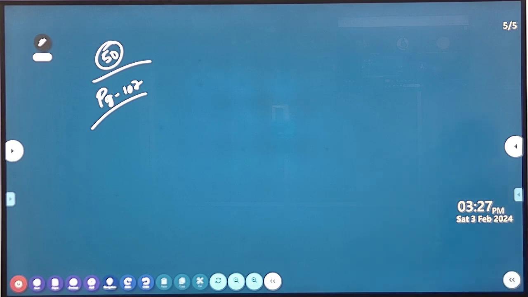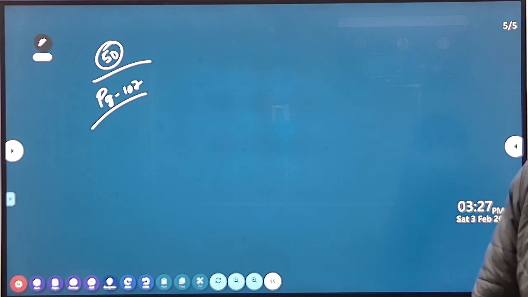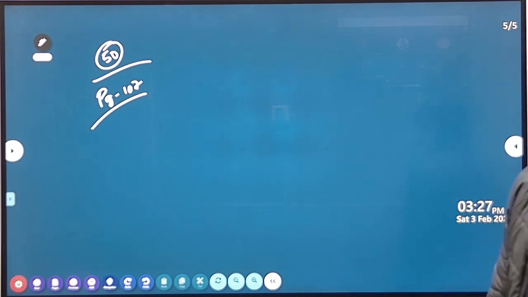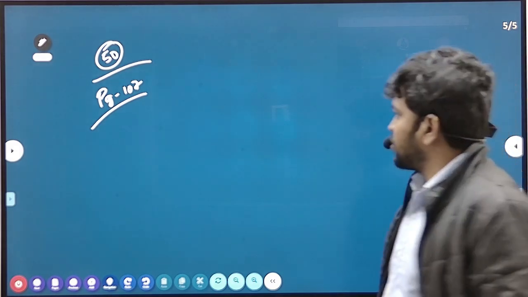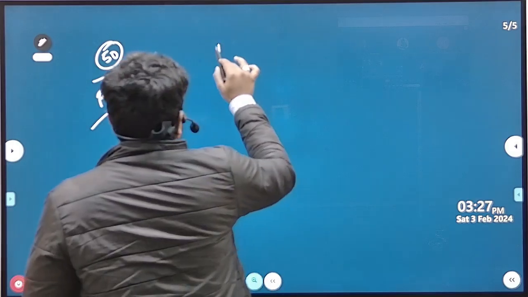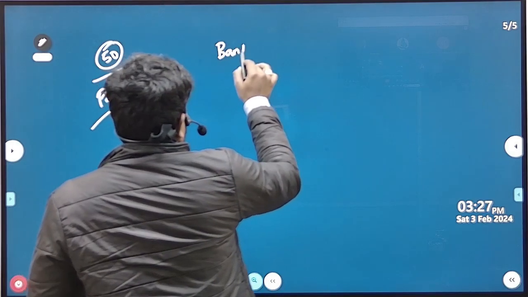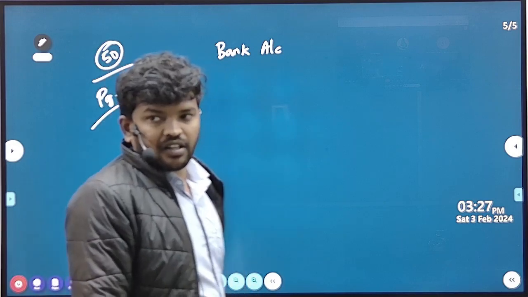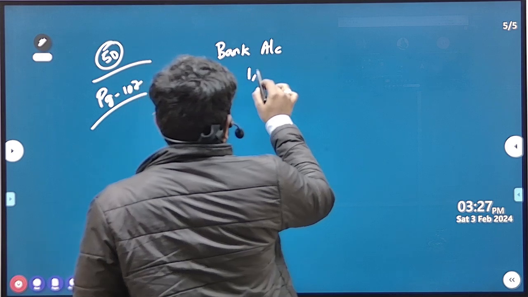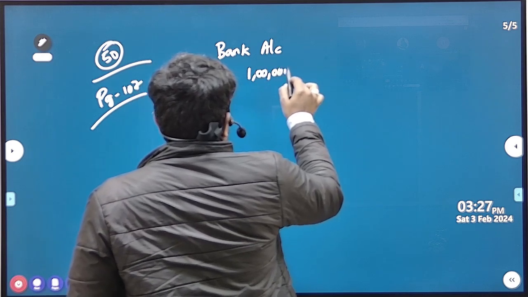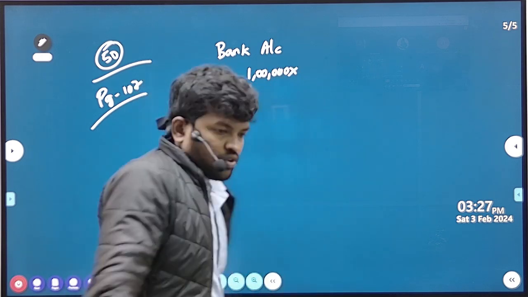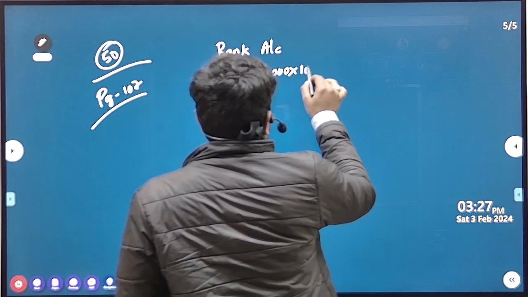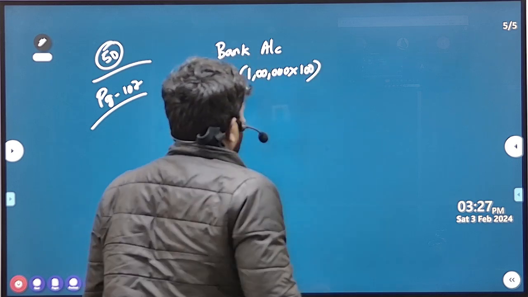So at the time of issue, issued at par, redeemable at premium. Yes or no? So issued at how much? Par na? Brijesh? Issued at par. How many debentures? 1 lakh debentures into 100. How much is the amount? 100 lakhs.